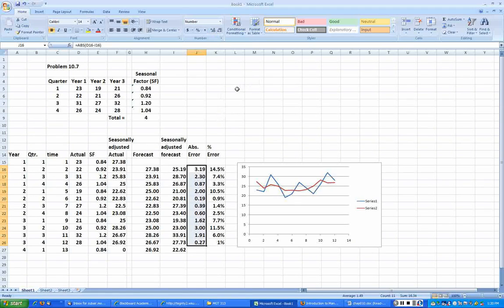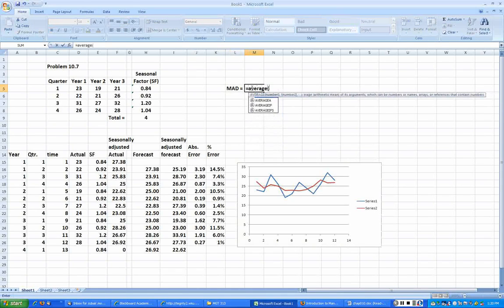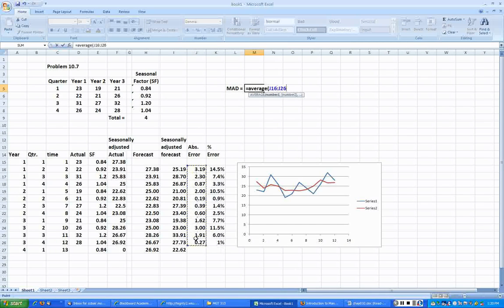Okay, that one. So the mean absolute deviation, MAD, equals the average of the absolute errors, then MAPE equals the average of the percent errors, let's see, MAPE.